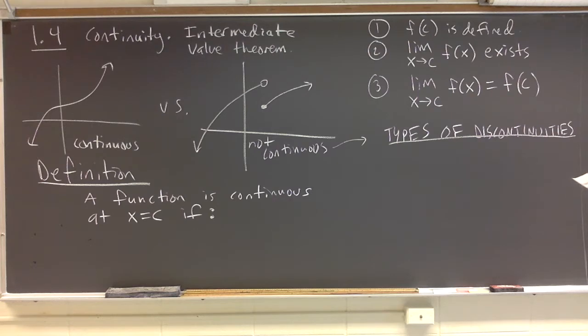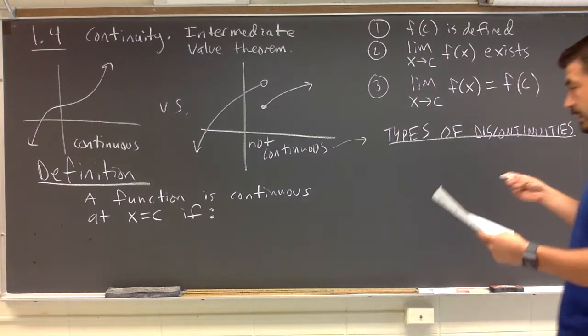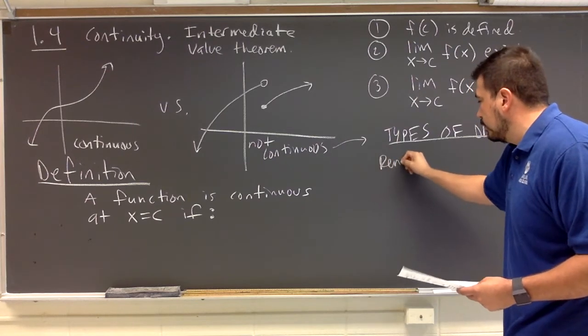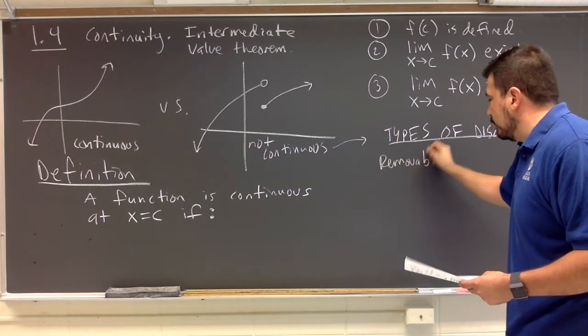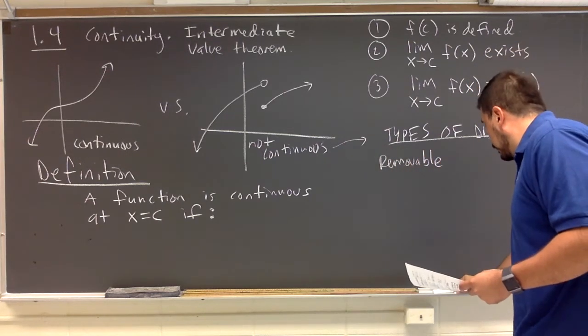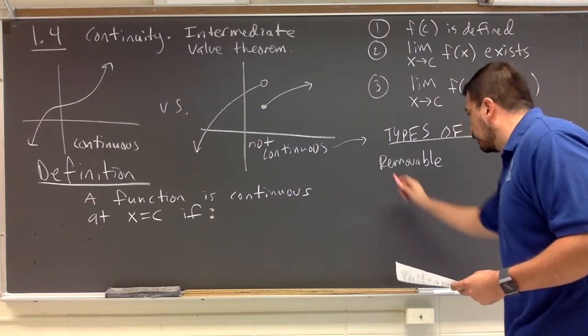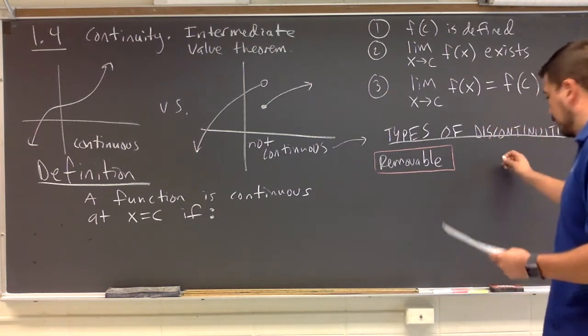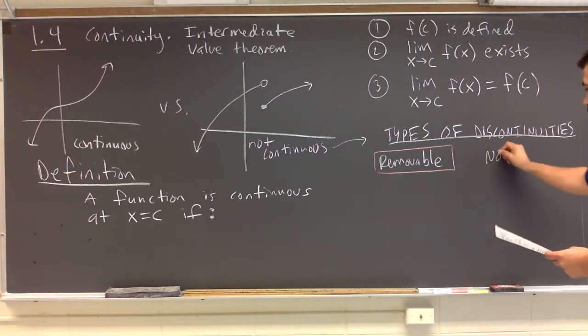And there's really three. There's two types, but there's three total. The first is a removable discontinuity. So that's one type. The second type is non-removable.